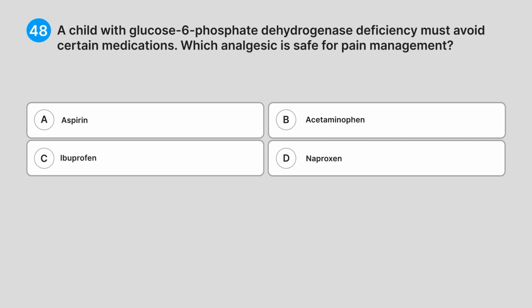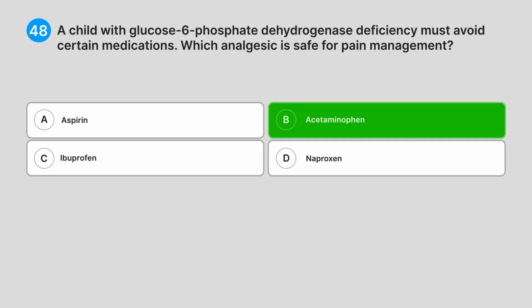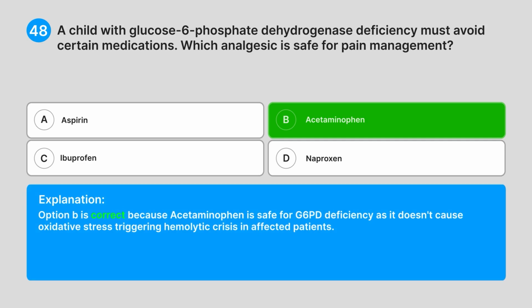Correct answer, B. Acetaminophen. Explanation: option B is correct because acetaminophen is safe for G6PD deficiency as it doesn't cause oxidative stress triggering hemolytic crisis in affected patients.